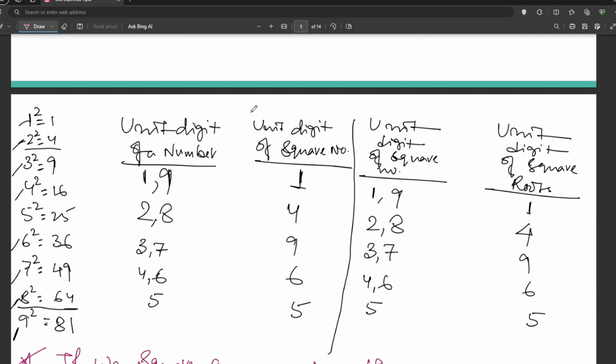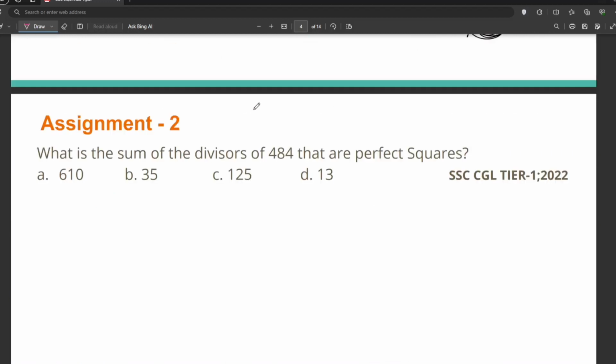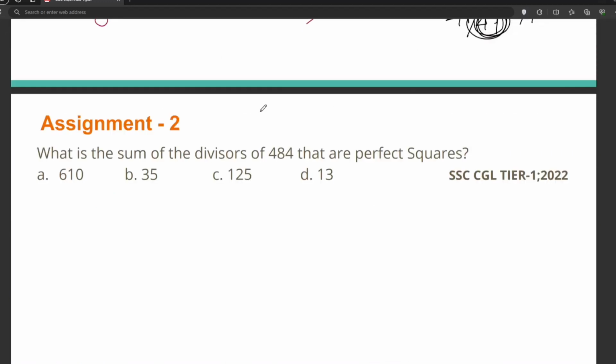Now move to the next question. Question number 2. What is the sum of the divisors of 484 that are perfect square? This is from SSC CGL 2022.